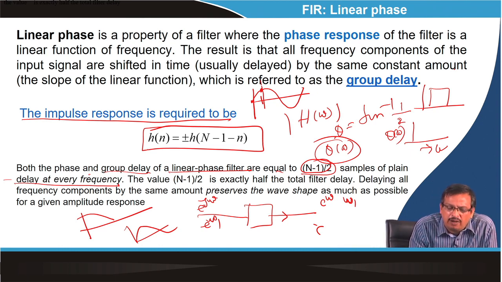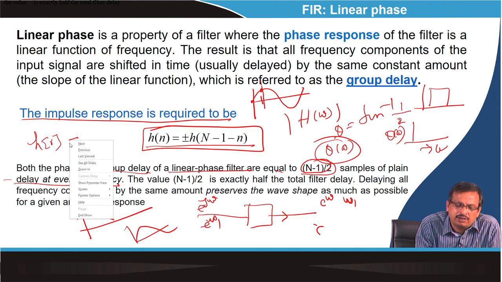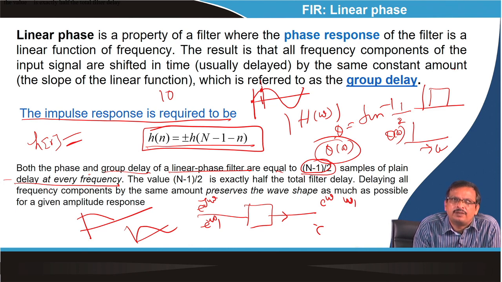So what is the requirement here? Let the order of the filter be 10. So N minus 1 is 9. H0 must be equal to H9, with n equal to 0. Now H1 should be equal to h of 8.